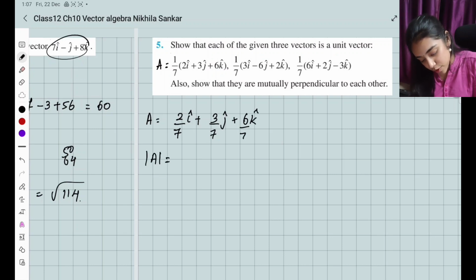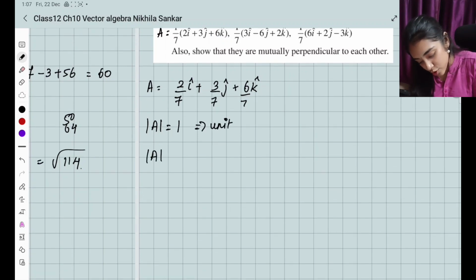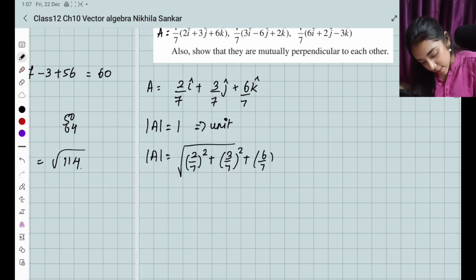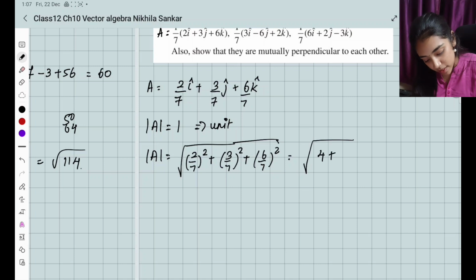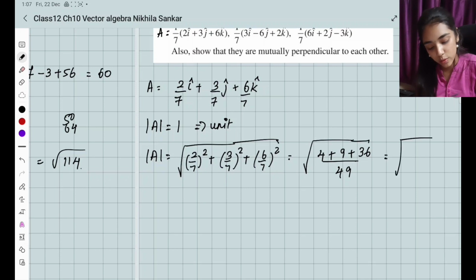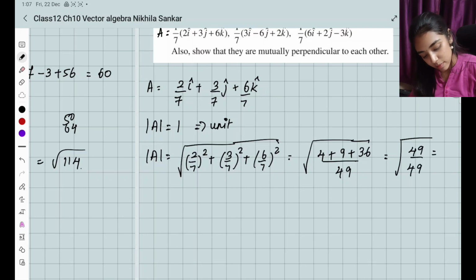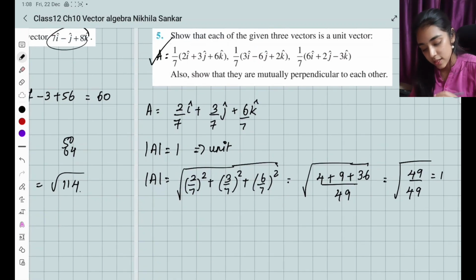So if the absolute value of a, the modulus or magnitude of a, is going to be 1, which means it is a unit vector. Let's check. So magnitude of a is going to be square root of 2 by 7 the whole square plus 3 by 7 the whole square plus 6 by 7 the whole square. Squaring the numerator, I have 2 square is 4 plus 3 square is 9 plus 6 square is 36, divided by 7 square is 49. Taking the denominator common, this is square root of 36 plus 4 is 40, 40 plus 9 is 49. So 49 divided by 49, which is 1. Hence the first vector is a unit vector.